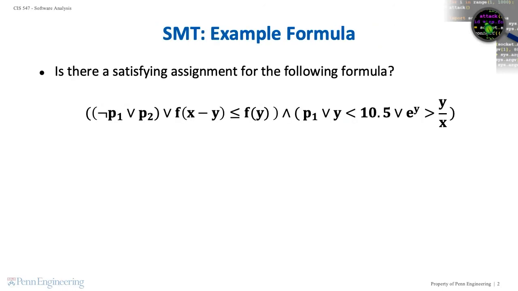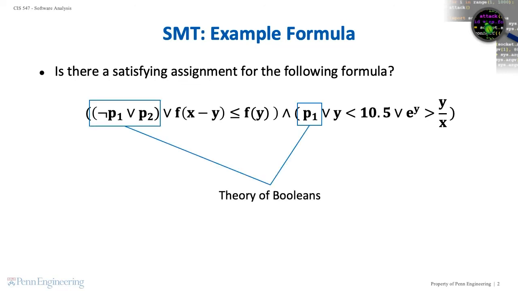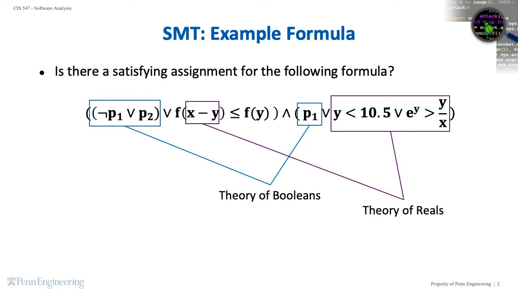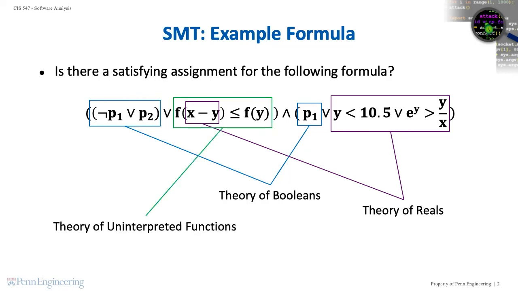Here is an example SMT formula. Determining whether this formula is satisfiable involves reasoning about three different theories. The theory of Booleans for the parts involving Boolean variables P1 and P2, the theory of reals for the parts involving real-valued variables x and y, and the theory of uninterpreted functions for the parts involving function variable f.